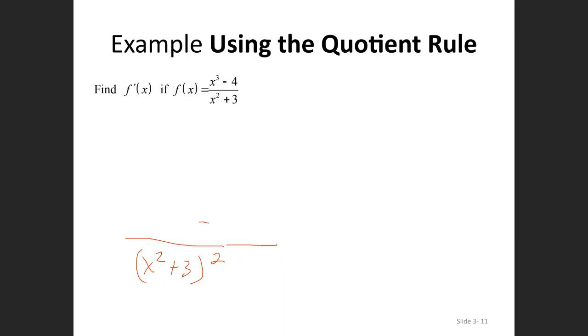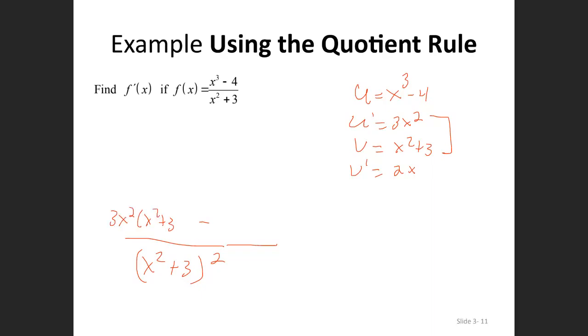So now if I was going to do this problem, I've got u is equal to x to the third minus 4. U prime is equal to 3x squared. V is equal to x squared plus 3. V prime is equal to 2x. Okay, so I've got middle, so I've got 3x squared times x squared plus 3 minus outside. So that's going to be 2x times x to the third minus 4. And that is exactly what you had.